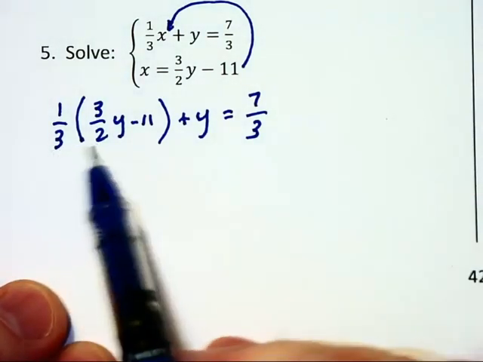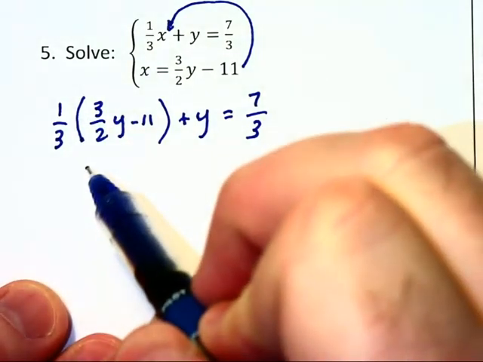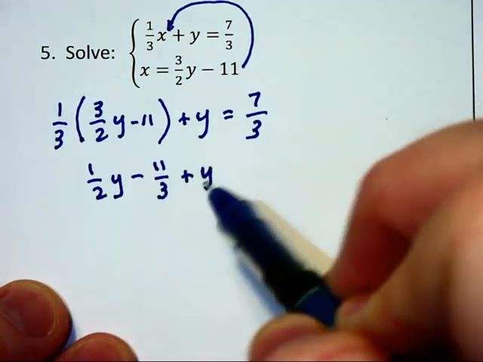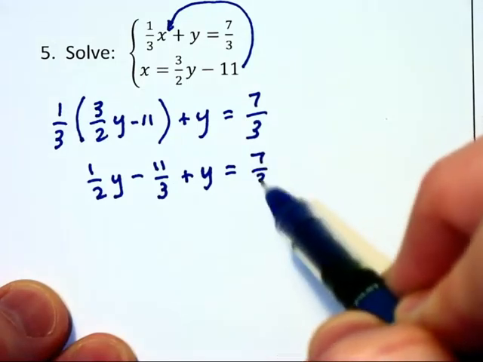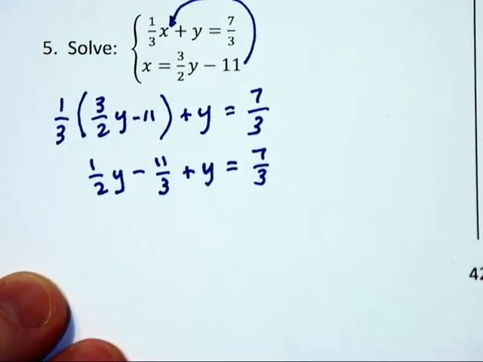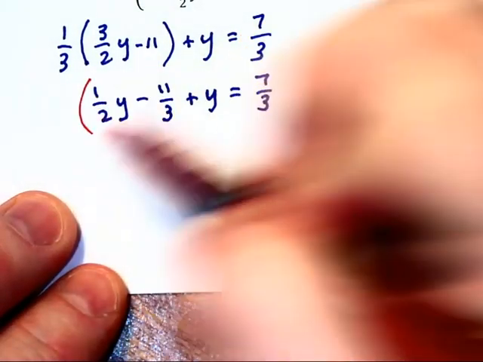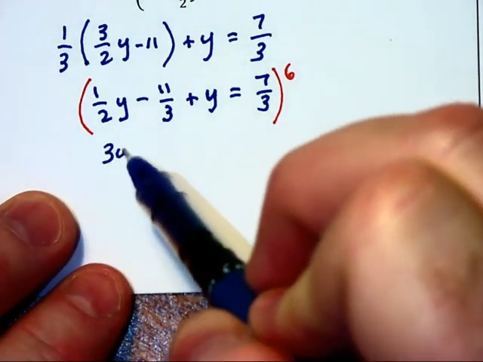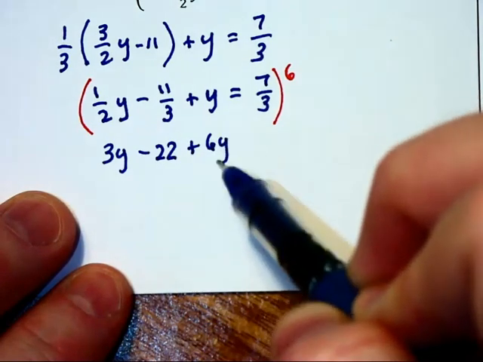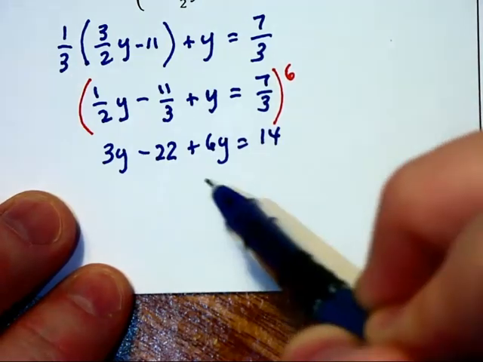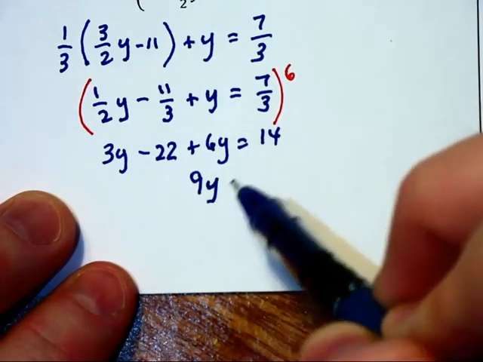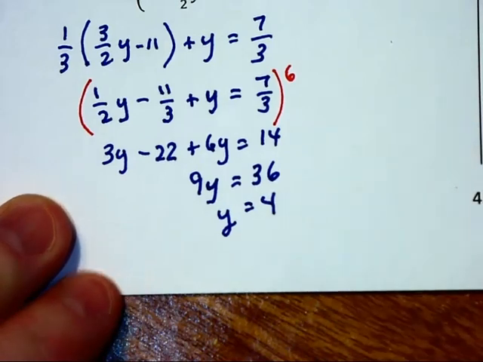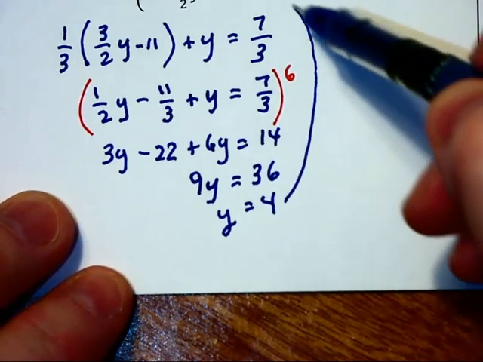Now, when I multiply the 1/3 by the 3/2, these 3's will cancel, leaving us with 1/2 y minus 11/3 plus y is equal to 7/3. And we probably would like to clear the fractions right now by multiplying through by the least common denominator, which is 6. That will give us the following: 3y minus 22 plus 6y equals 14. Combining like terms, we have 9y equals, and I'm going to write this as 36, adding 22 to each side, so y is 4.